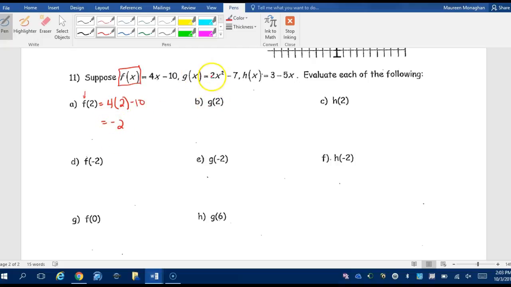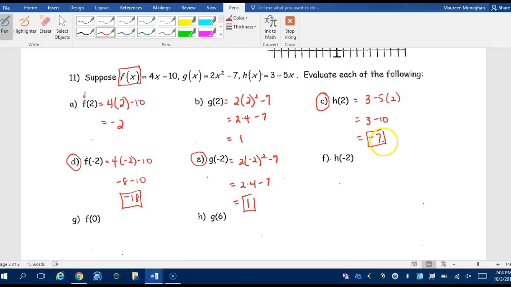G of 2. So instead of an x, we're going to put a square in there. So 2 times 4 minus 7. 8 minus 7 is 1. Okay? Why don't you try these three. I'm going to pause it and then see if you get the same answer as me.